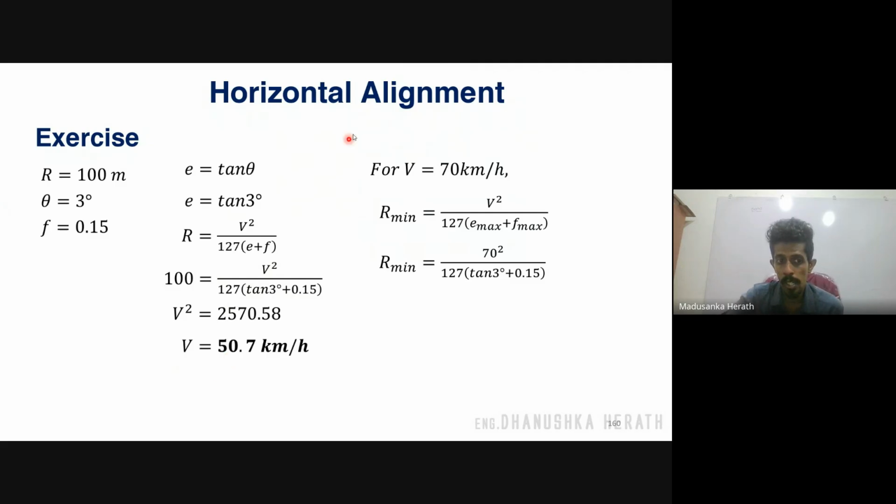So now the speed is 70, E is tan 3 and F is 0.15. So you can calculate the radius. Here you can see for the radius of 100 meters, we can go only up to 50.7 kilometers per hour. But for the velocity of 70 kilometers per hour, we need a radius of 190.61 meters. That means we have to increase the radius, then we can increase the design speed. Right, so that is the scenario. We can write down the answer. If we have any questions, we can ask any time, right?